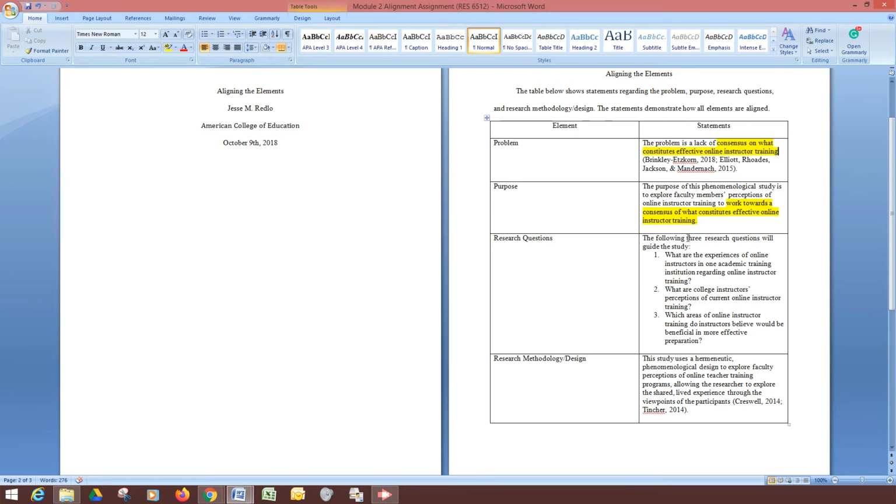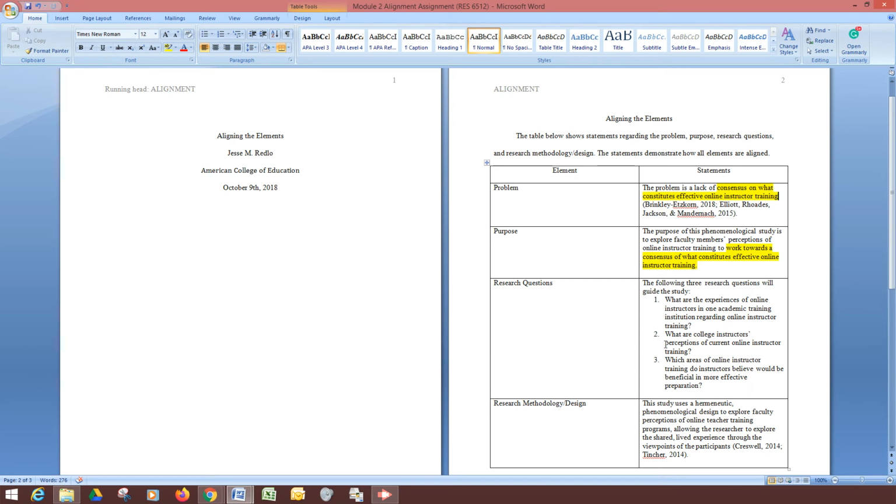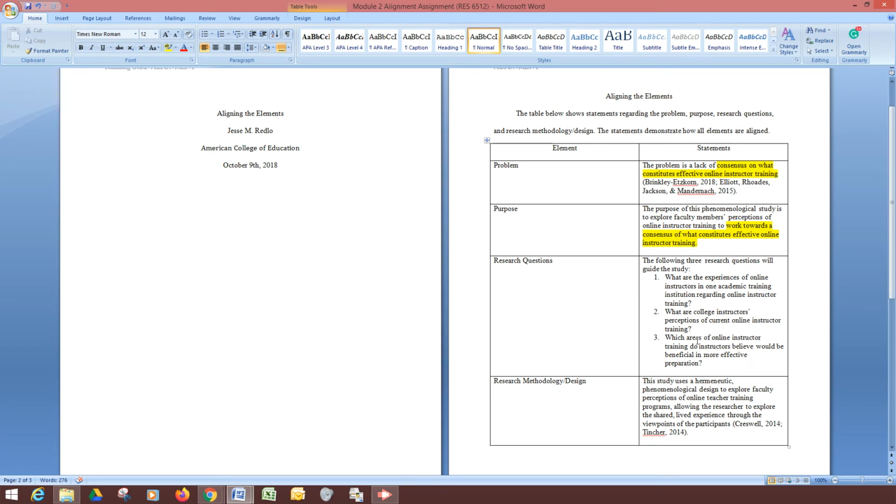And now, the following three research questions guide the study. What are the experiences of online instructors in one academic institution regarding online instructor training? What are their perceptions of current online instructor training? And which areas do they believe would be more beneficial? All of that directly addresses the problem and therefore aligns with the problem and our purpose. So you can see that these three elements are very carefully aligned.